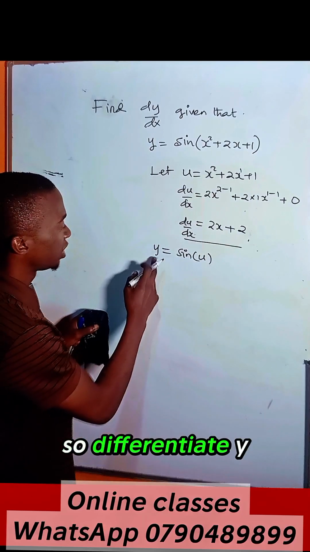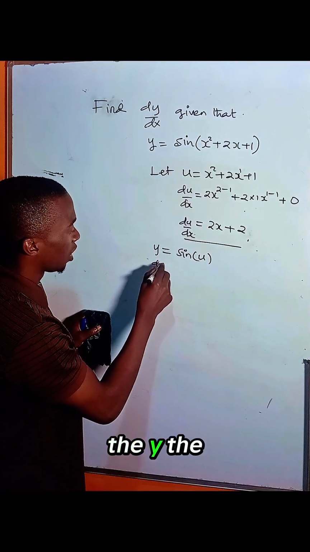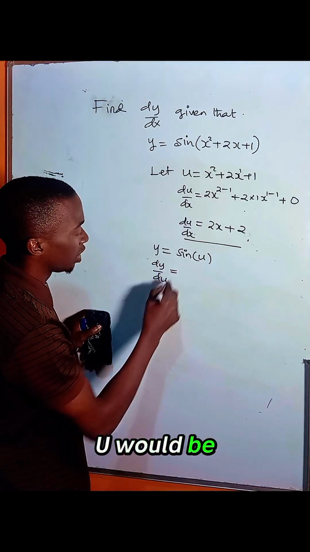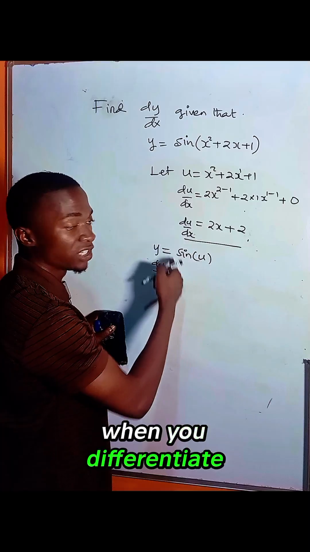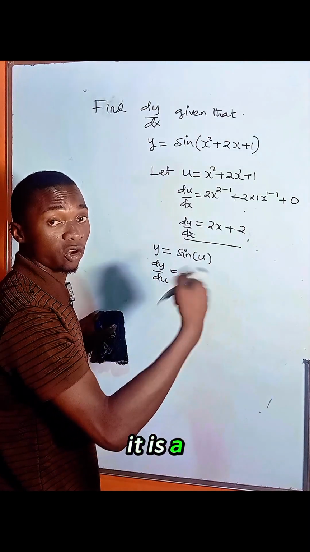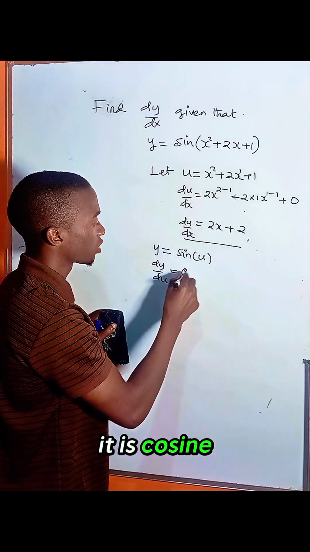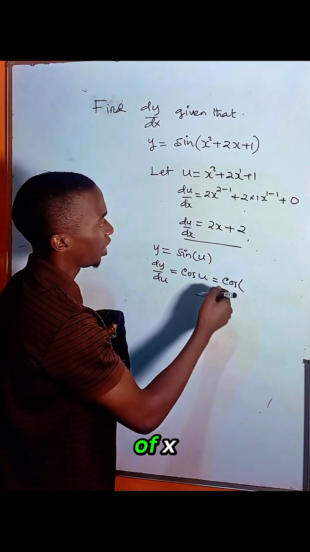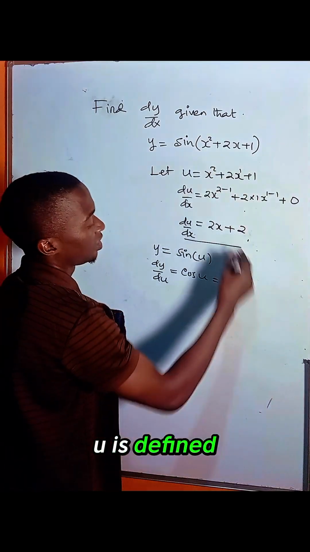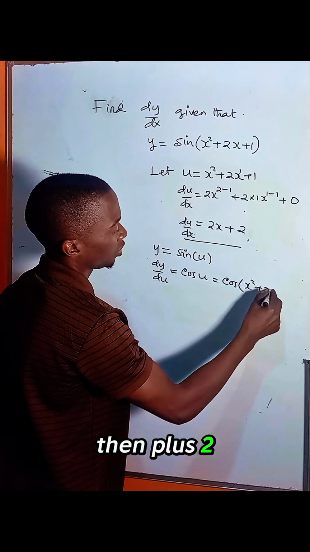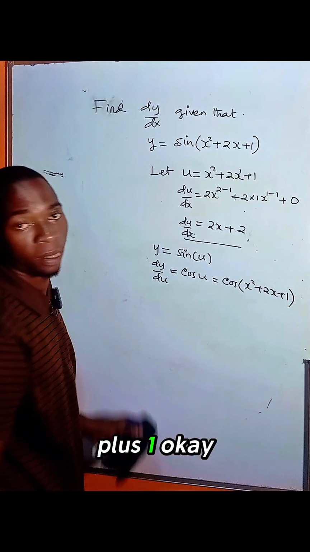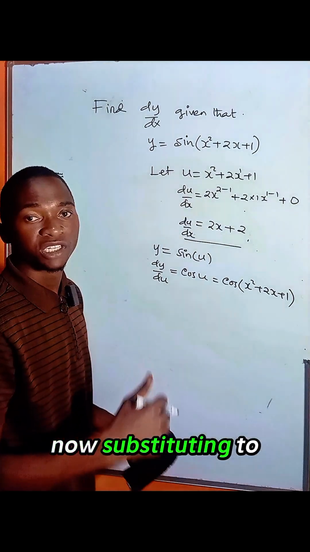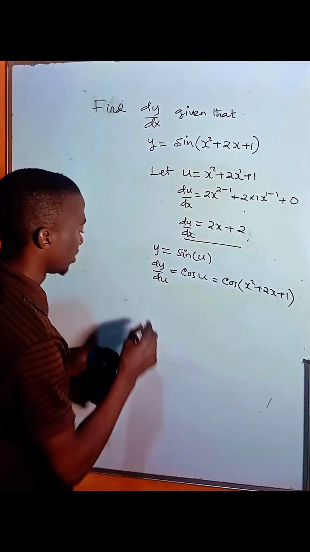So differentiating y with respect to u, dy/du would equal, when you differentiate the sine of an angle, it is the cosine of the angle. It is cosine of u. Now what is u in terms of x? U is defined as x squared plus 2x plus 1. Now substituting into the chain rule.